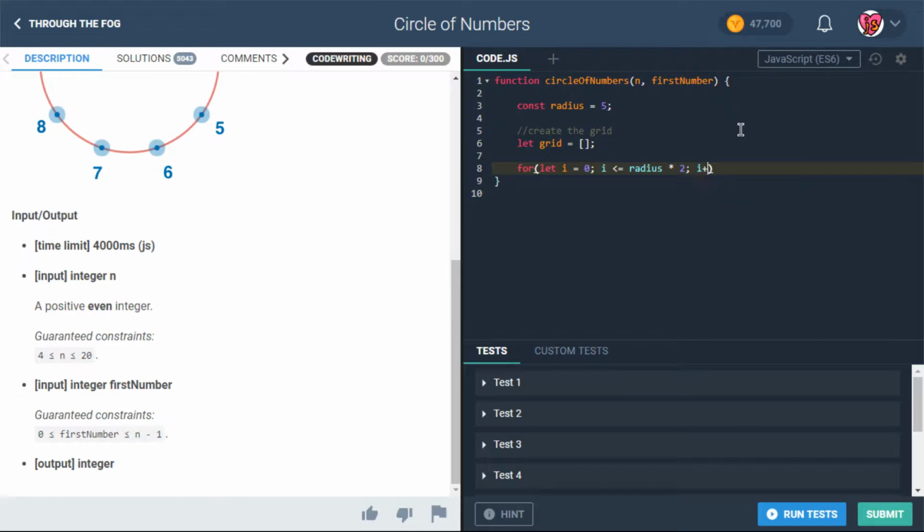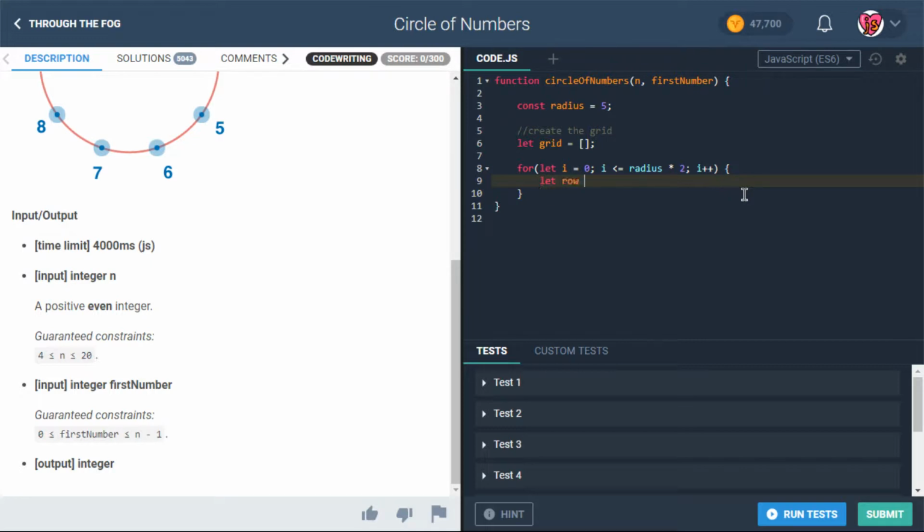Why radius times 2? Well, because it's going 5 to the left and 5 to the right as well. So basically the rows should have not just 5 elements, but 5 to the left and 5 to the right, plus the one in the center. So it should technically be 11, and that's why I'm putting the less than or equal to. I could also just say radius times 2 plus 1 and make it strictly less than. That would work too, but it doesn't really make a difference.